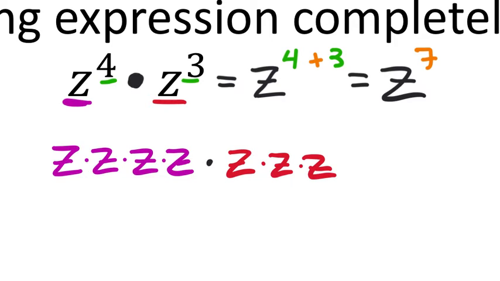So I'm going to multiply all of these z's together. Well, notice they do have the same base as we saw. So the base will not change. But how many z's do we have now? 1, 2, 3, 4, 5, 6, 7. So you get z to the power of 7. Okay?